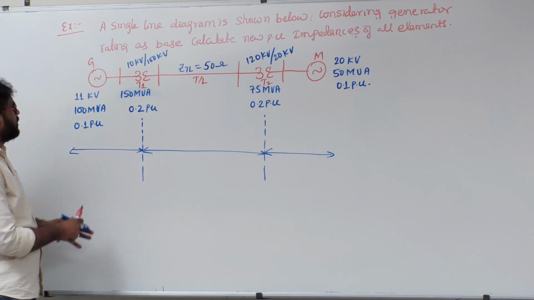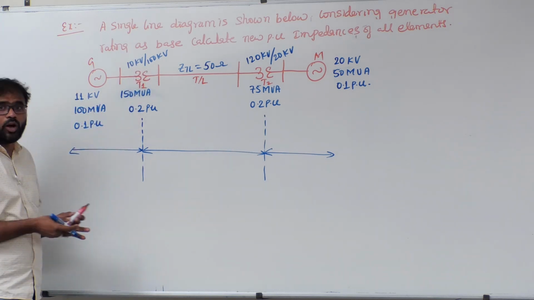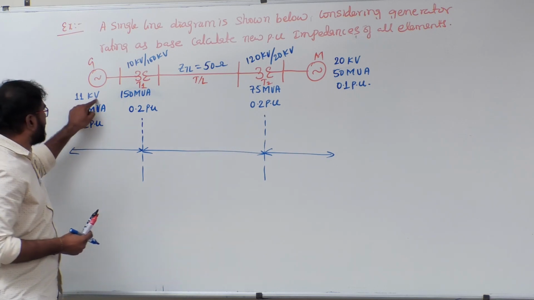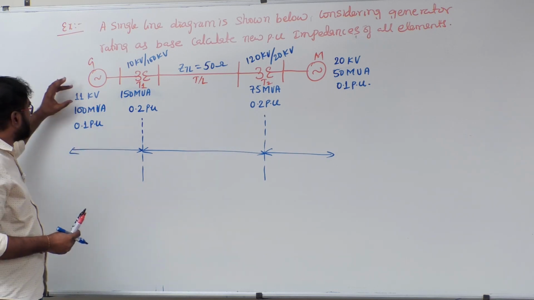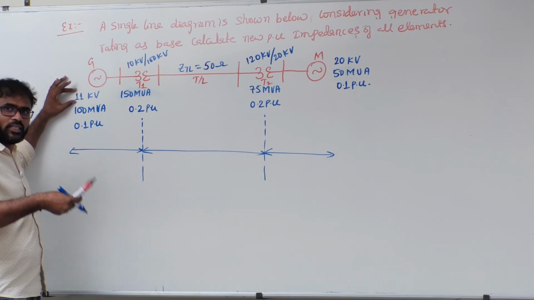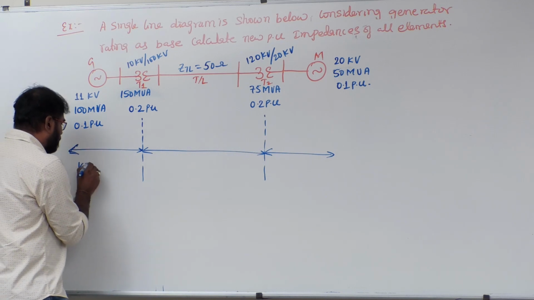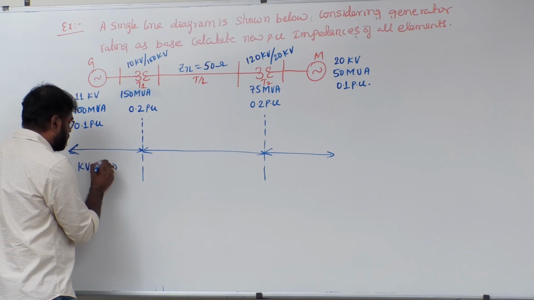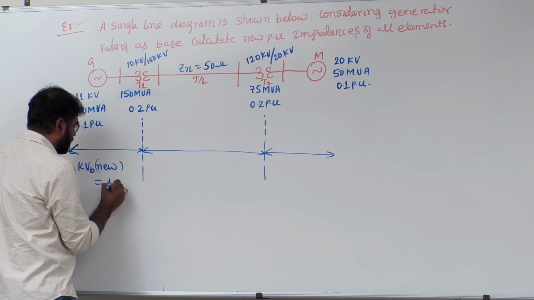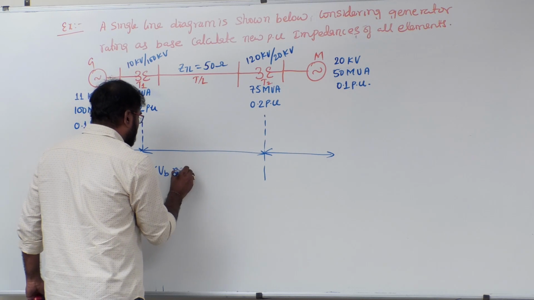Now have a look. In this section 1, what is the KVB new? 11 only, because it is clearly mentioned to take the generator rating as base. What is the generator rating? 11 kV. That is the new base for us. So in this circuit KVB new is 11. Clear?